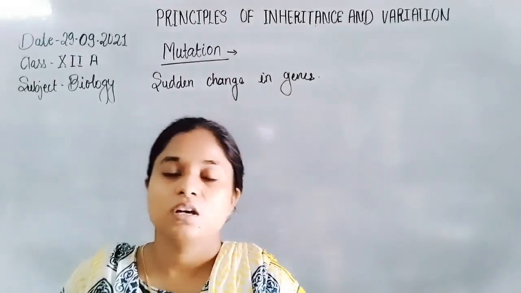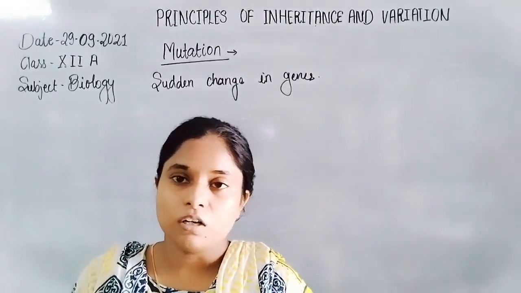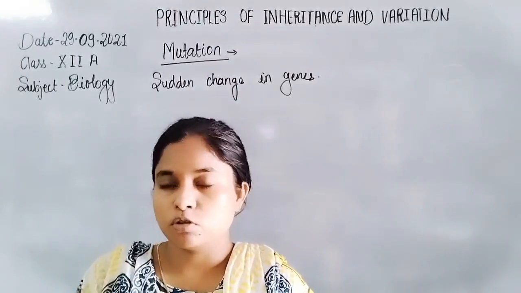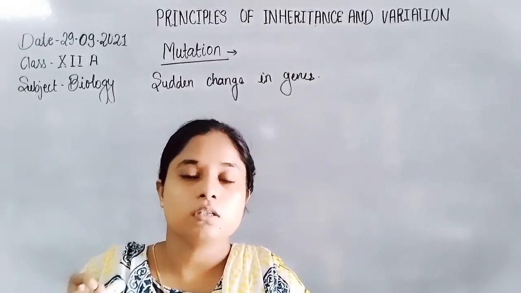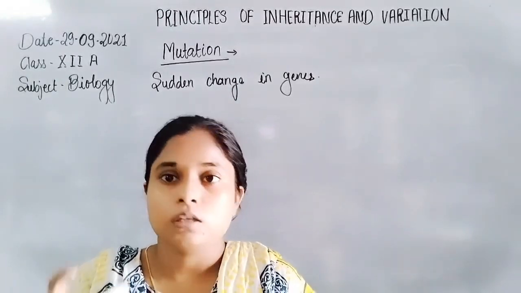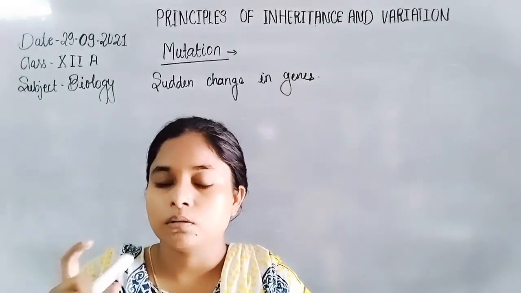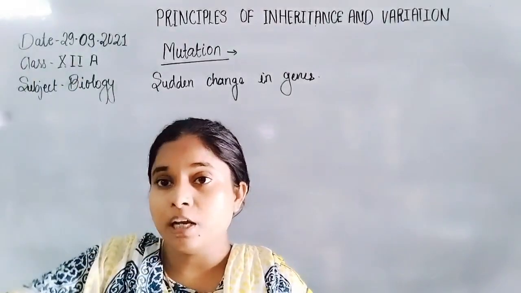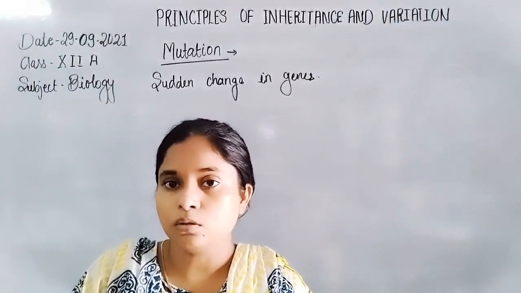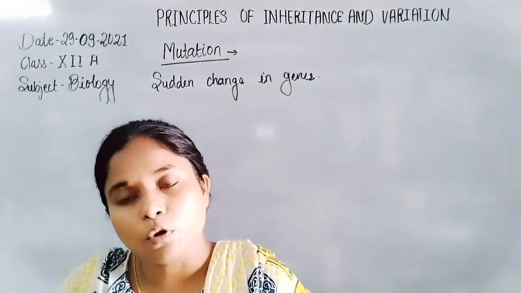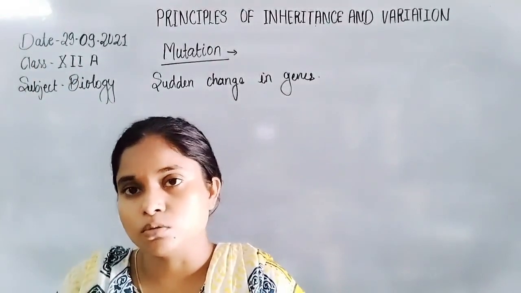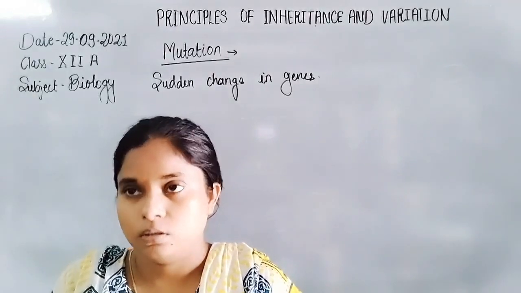Translocation is when a small portion of a chromosome, not a gene, not a nucleotide, a small portion of a chromosome, translocates onto a different chromosome. Such a type of mutation is known as translocation.